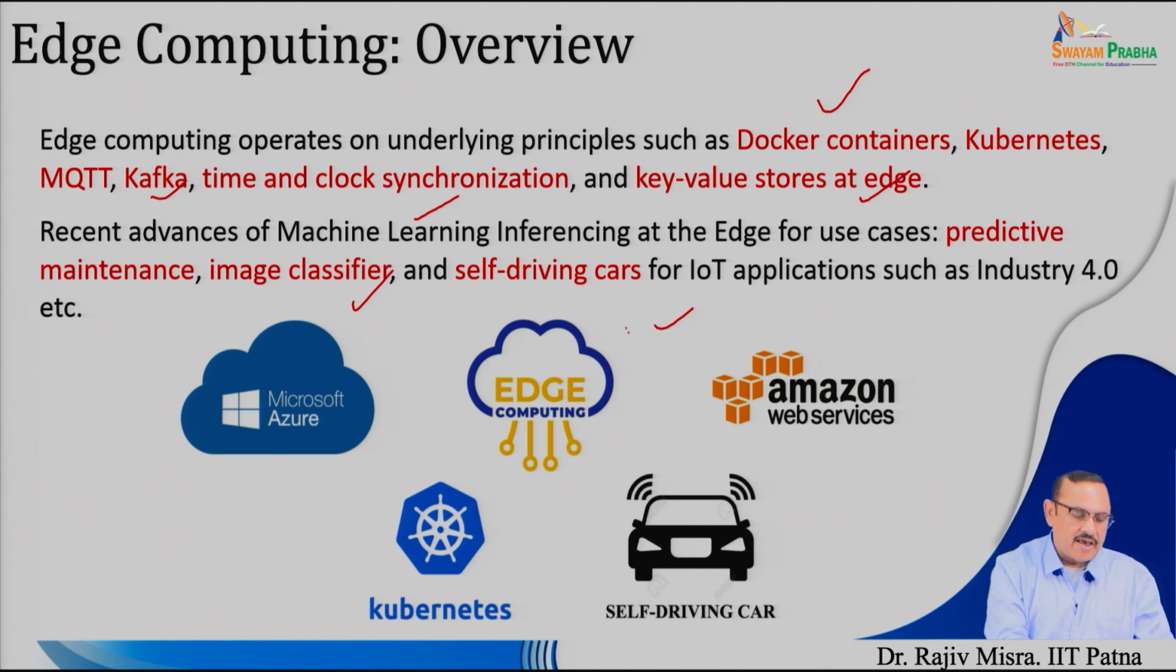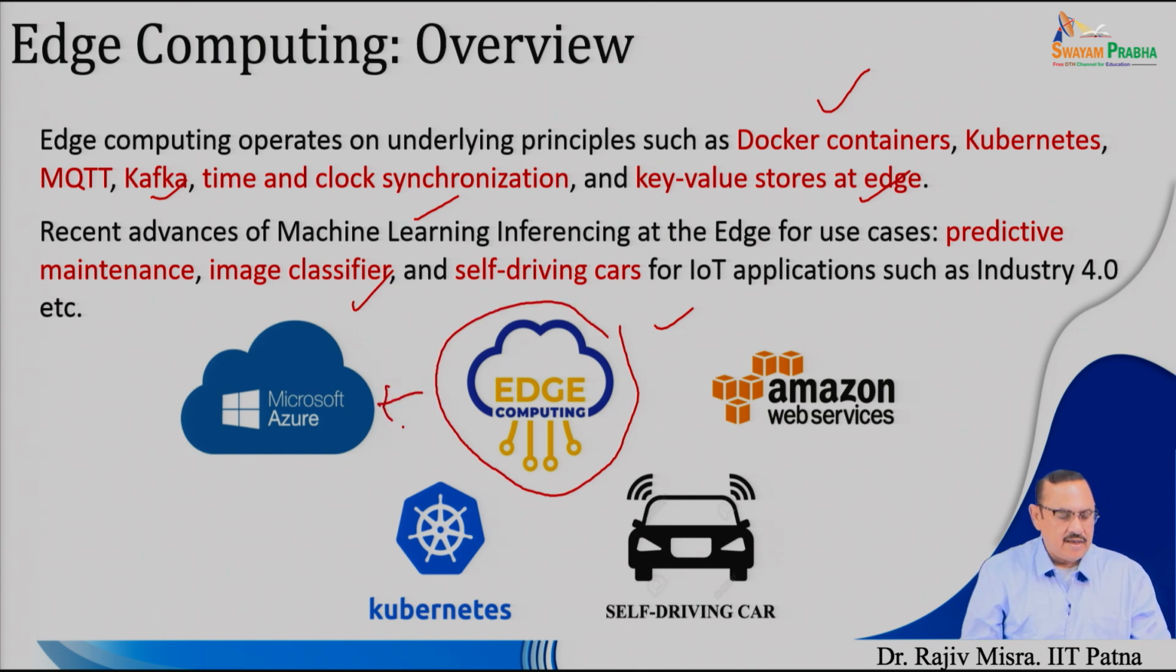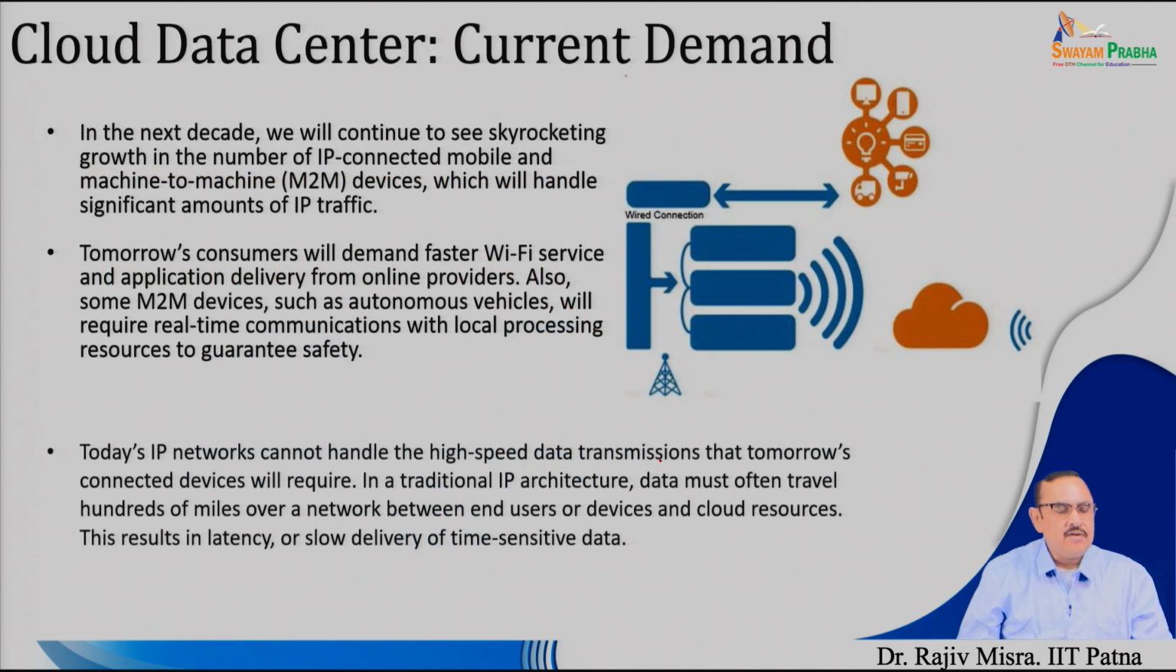So, this is the icon for edge computing, and it is quite different from cloud computing. You can see that the cloud is thick, the edge is thin, and similarly for Amazon Web Services. So, this edge computing will enable concepts such as Kubernetes, which is the container orchestrator, and this particular edge will provide low latency applications such as self-driving cars. So, let us see the cloud data center, and what the current demand for that is.